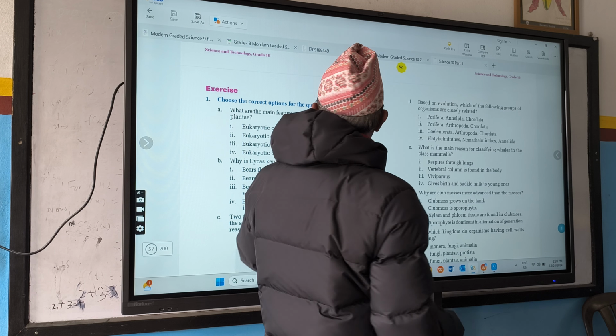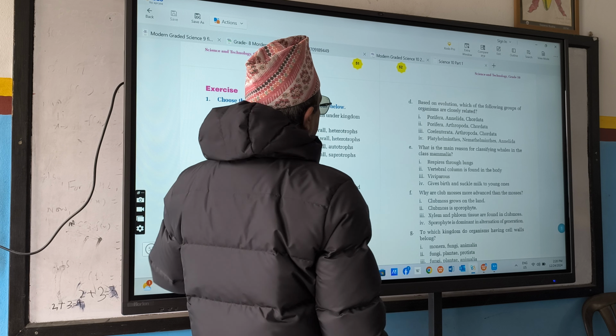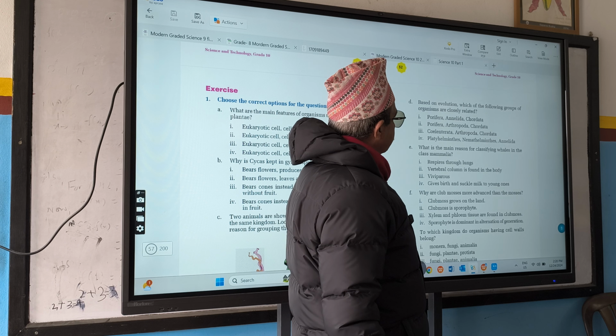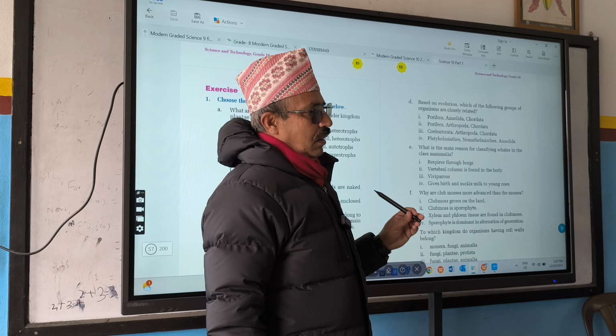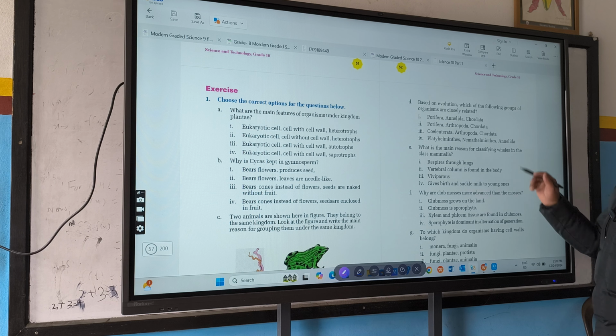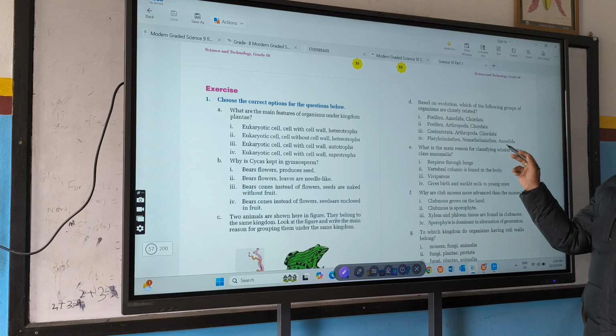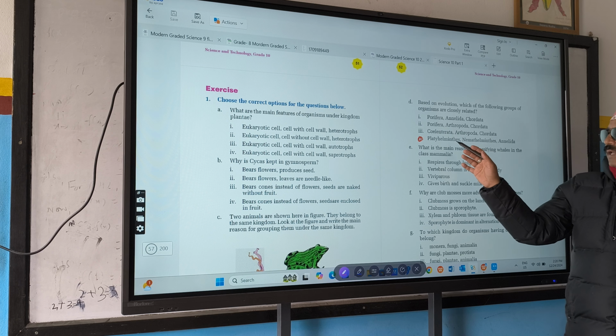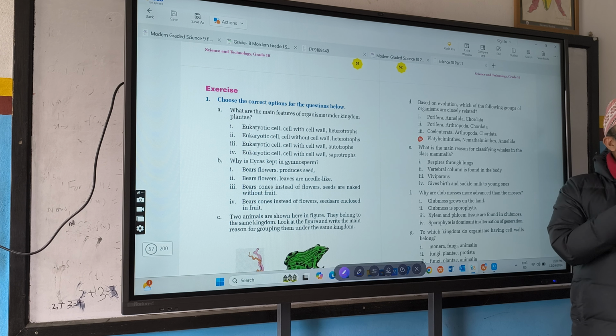Number D. Can you read the question? Based on evolution, which of the following groups of organisms are closely related? Closely related. Please see. What are they? Porifera, Annelida, Chordata; Porifera, Arthropoda, Chordata; Coelenterata, Arthropoda, Chordata; Platyhelminthes. I think they are related, right? First Platyhelminthes, then Nemathelminthes, Annelida.